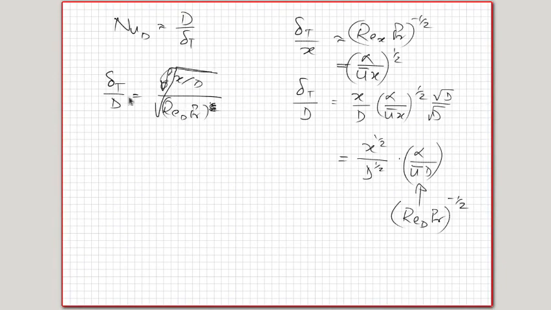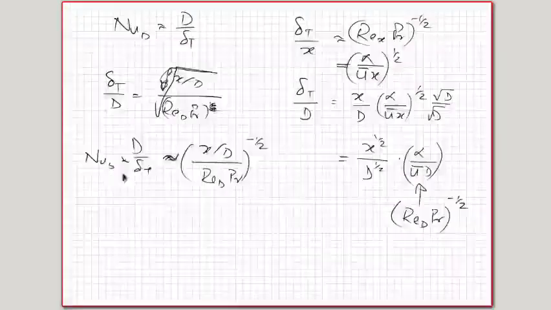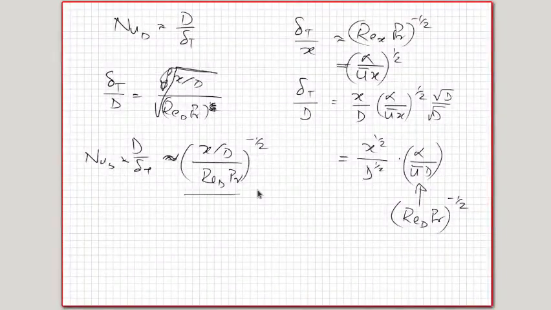Okay, so then Nu_D, which is of the order of d by delta t, will be the inverse of this. So this will be equal to, actually it's not equal to, it's of the order of (x by d divided by Re_D Pr), the whole thing raised to the power of minus half. Okay, so this is one result that we will find in practically all developing flows.